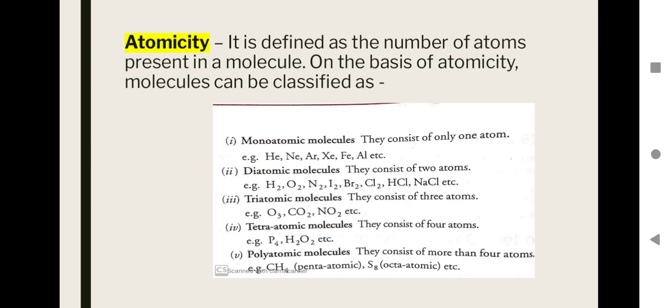Polyatomic molecules consist of more than four atoms. For example, sulfur. Sulfur exists as S8. It contains eight atoms. CH4, methane, is pentaatomic: one atom of carbon and four atoms of hydrogen. So, what is atomicity? It is defined as the number of atoms present in a molecule.